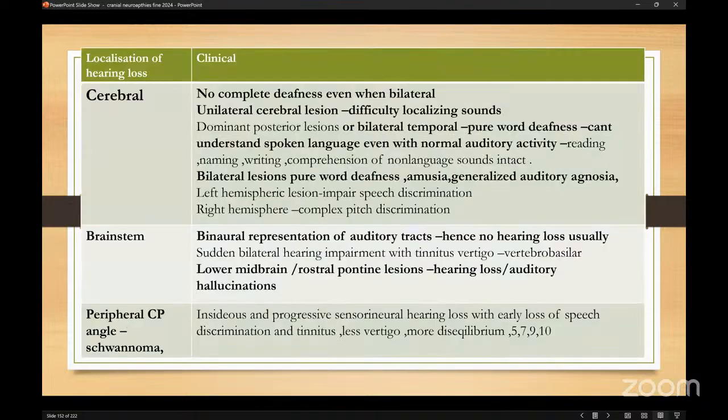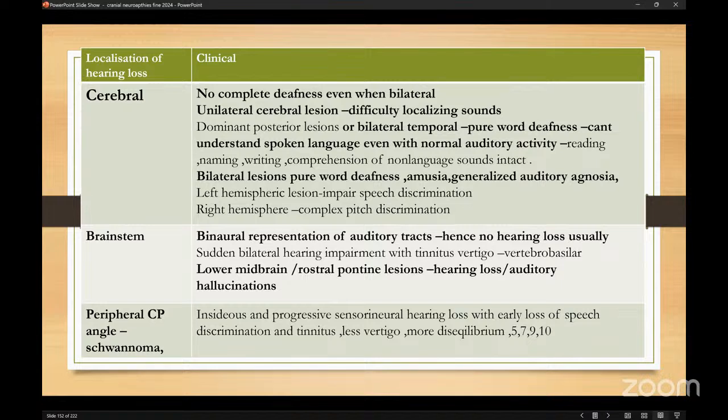Okay, so if somebody has a cerebral hearing loss, that is cortical hearing loss, it is usually called pure word deafness. They have difficulty localizing sound. They can hear sounds, but they are not understanding what the sounds are, or they are not able to understand the spoken language. The written language they may be able to understand. So they will not be able to localize sounds, they will not be able to understand different pitches, and they will not be able to understand the spoken language, but will be able to understand the written language.